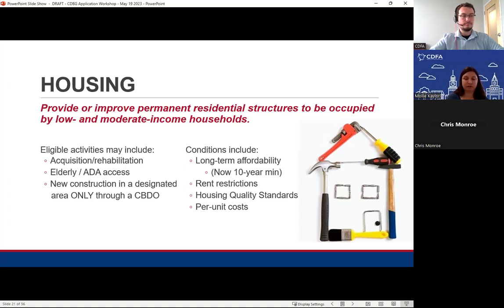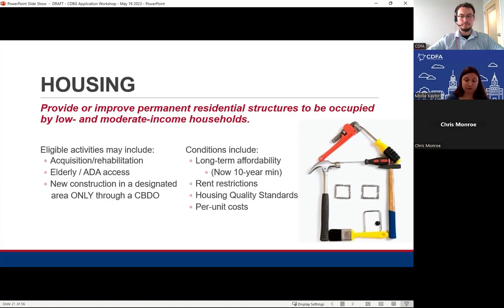And again, like I mentioned earlier, sometimes new construction can be funded through CDBG, but it has to be completed by a HUD designated CBDO organization. Conditions of funding housing through CDBG include long-term affordability. CDFA requires that the project commit to maintaining that LMI benefit for a minimum of 10 years. There are more points awarded in the application scoring process to projects that will commit to a longer affordability period.